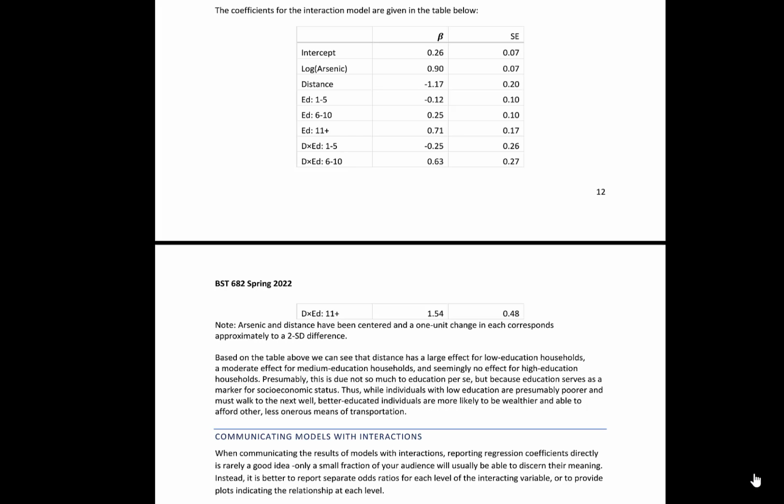Presumably this is due not so much to education per se, but because education serves as a marker for socioeconomic status. Thus, while individuals with low education are presumably poorer and must walk to the next well, better educated individuals are more likely to be wealthy and able to afford other less onerous means of transportation.